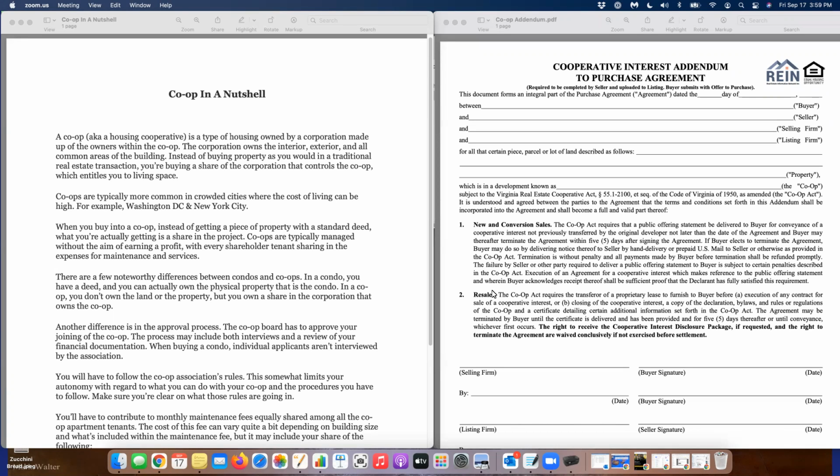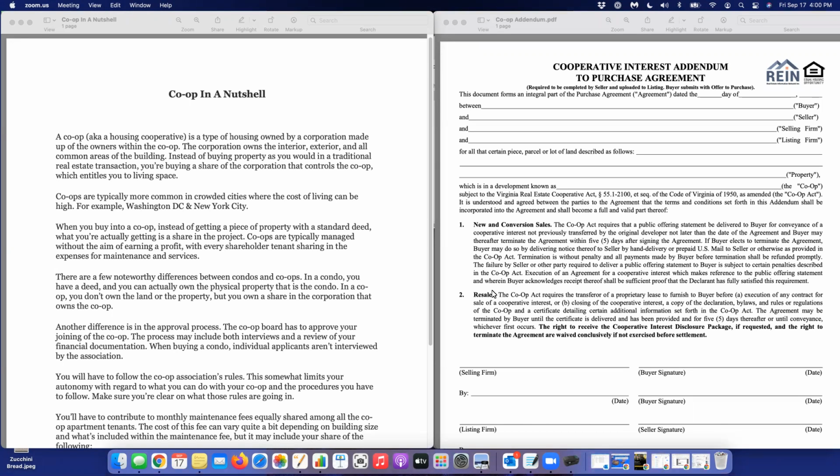So co-ops are typically more common in crowded cities. Washington, D.C., New York City. New York City has the largest number of co-ops of any other city in the United States. So when you buy into a co-op, you don't get a piece of property with a standard deed. You get a share in that project. And they're typically managed without any aim of getting a profit. They don't intend to show a profit each year. And every shareholder tenant shares in the expenses for maintenance and services for the building.